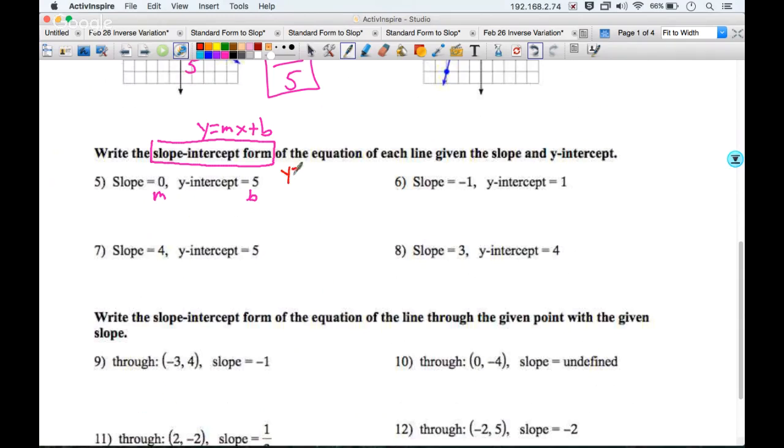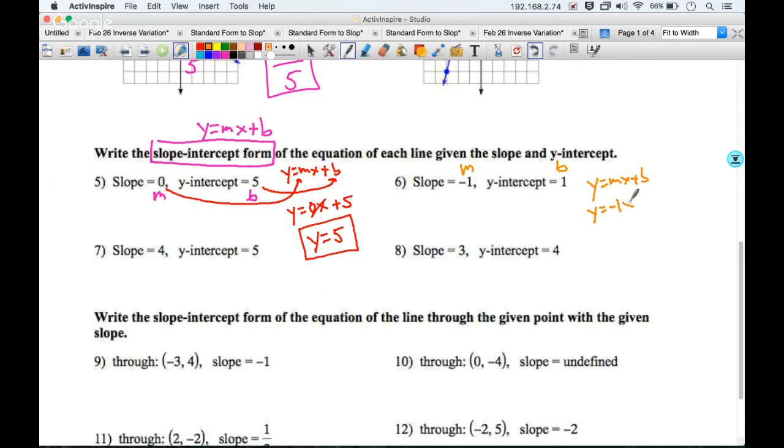So if I start with y equals mx plus b, and I put a 5 in for b and a 0 in for m, then I would get the equation y equals 0x plus 5. 0 times anything is just 0, so it actually cancels out, and we're left with the equation just y equals 5 for number 5 there. Let's look at number 6. My m value is -1, my b value is +1. If I fill it into y equals mx plus b, I would get y equals -1x plus 1, or just y equals -x plus 1.